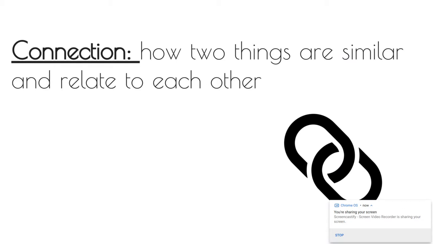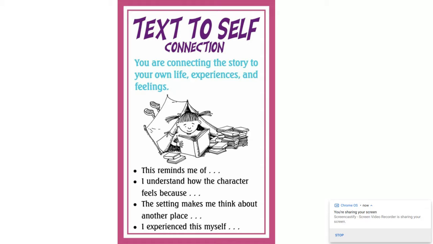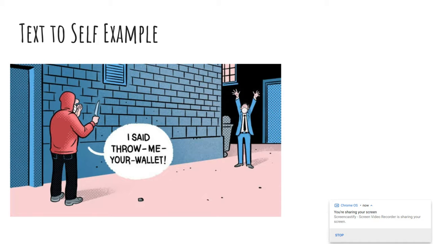A connection is how two things are similar and relate to each other. A text to self connection is when you are connecting the story to something that happened in your own personal life. Maybe a situation that you experienced or someone you know experienced. Here's an example we're going to look at to make some text connections.